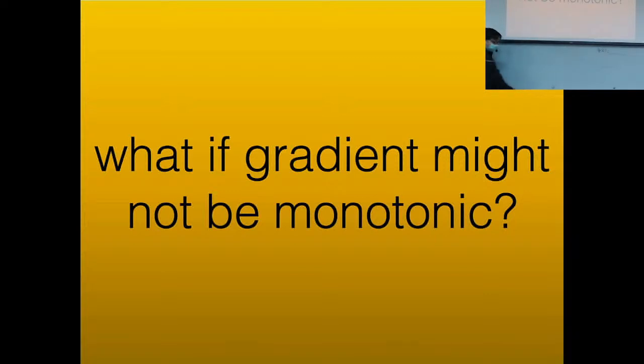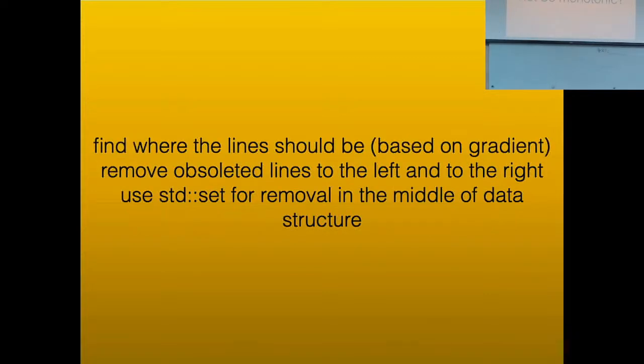You need the extension. Basically, find where the line should be based on the gradient. This is similar to when you are given a query x, so you do binary search, and then we need to remove obsolete lines to the left and to the right of that line. Because we want to remove elements in the middle of a stack or a vector, we cannot use vector anymore. Even vector is not good enough. We need to use std::set.